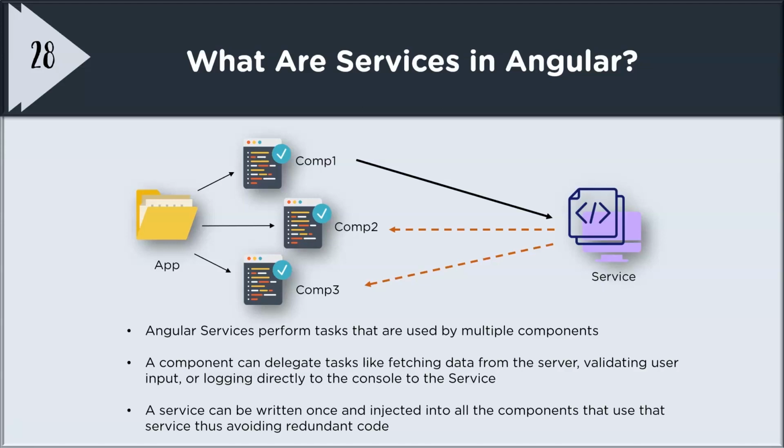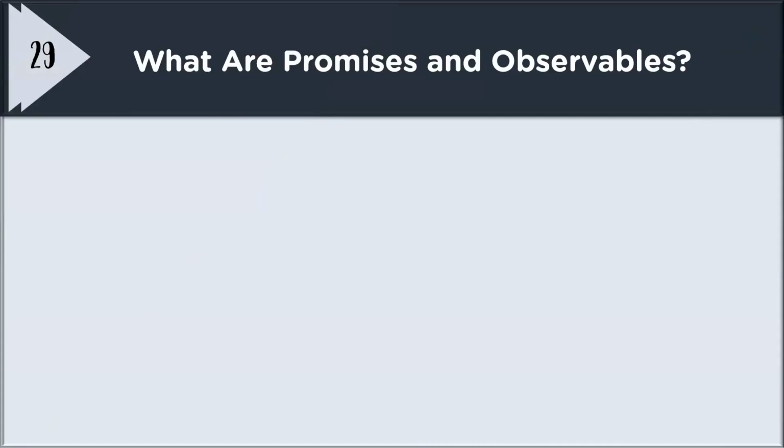With this, you can avoid redundancy. Moving on, what are promises and observables? Now, while both the components deal with asynchronous events in Angular, promises handle one such event at a time, while observables handle a sequence of events over some time.